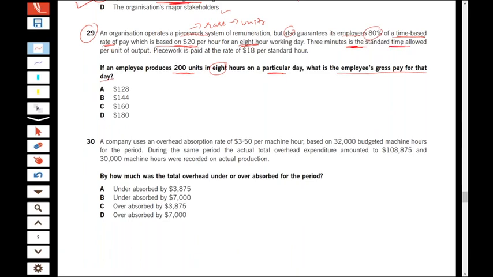Three minutes is the standard time allowed per unit. Piecework is paid at a rate of 18 per standard hour. The employee produced 200 units in 8 hours. What is the employee's gross pay for that particular day? Just pick up your calculator and calculate it. What is the minimum guaranteed wage? And what is the total amount here?